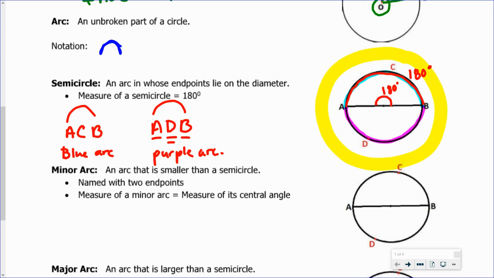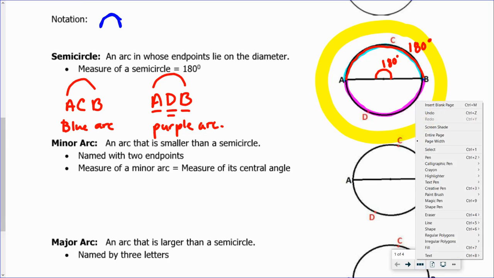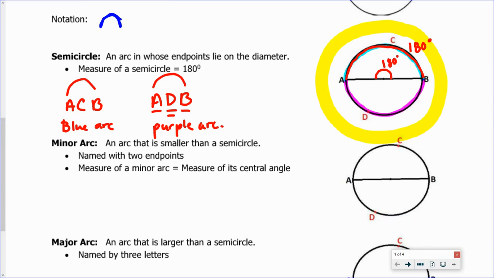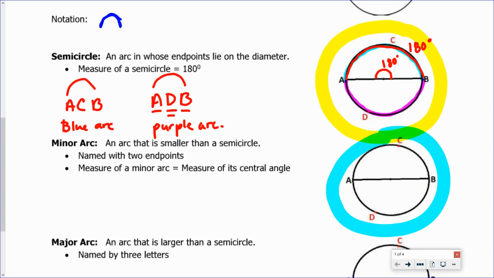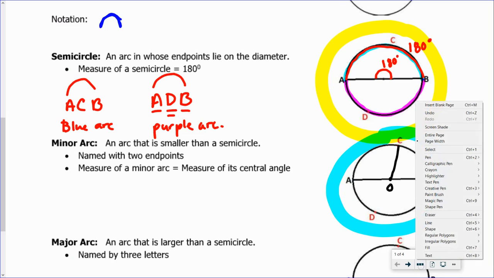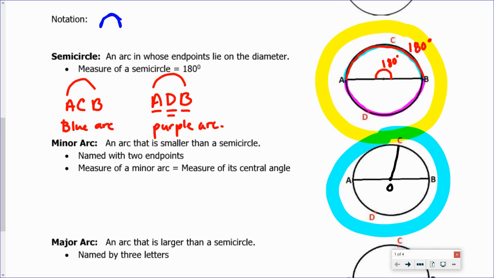Now, minor arc. Okay, I'm going to highlight a second diagram that we'll work with. All right, this time it's going to be highlighted in blue. So if you read the definition, it says an arc that is smaller than a semicircle. So what I'm going to do here is call the center of this circle O, and then draw in a radius to point C. And what I've actually done is created a couple of semicircles. Okay, I've created, I'm sorry, minor arcs. I think I said semicircle, but I meant minor arc.